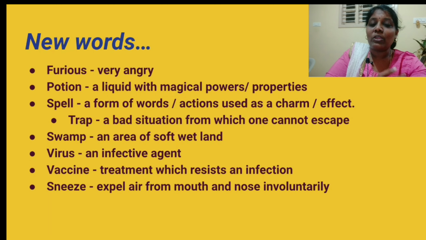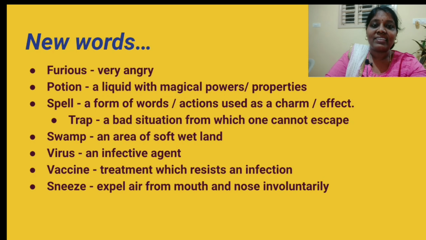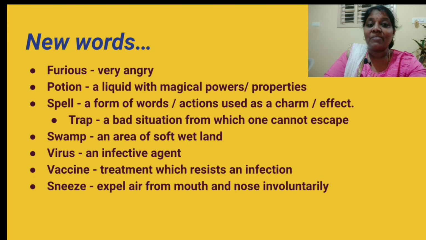Swamp is an area of soft wet land. In Kannada we call it ಜೌಗು ಪ್ರದೇಶ. ತುಂಬ ಹಸಿಯಾಗಿ ಮತ್ತು ತುಂಬ ಸಾಫ್ಟ್ ಆಗಿರುವಂಥ ಒಂದು ಪ್ರದೇಶವನ್ನು ನಾವೇನಂತ ಕರಿತೀವಿ, ಜೌಗು ಪ್ರದೇಶ ಅಂತ ಕರಿತೀವಿ. ಅದನ್ನು ಇಂಗ್ಲೀಷಲ್ಲಿ ನಾವು ಸ್ವ್ಯಾಂಪ್ ಅಂತ ಕರಿತೀವಿ.